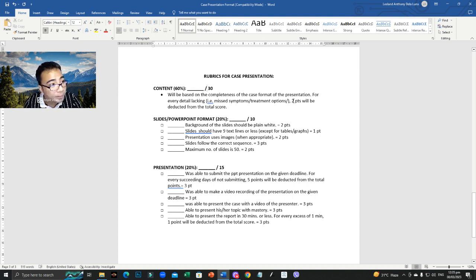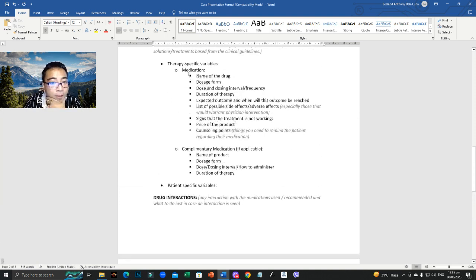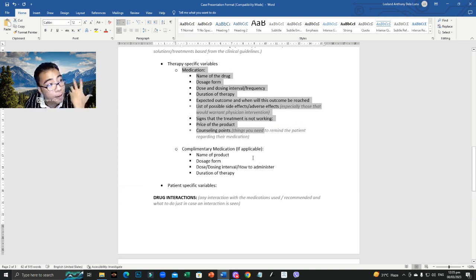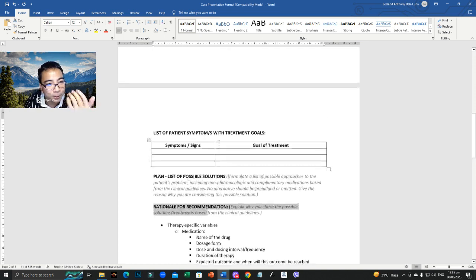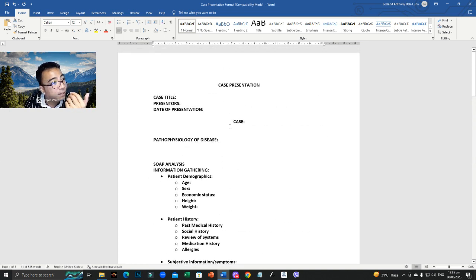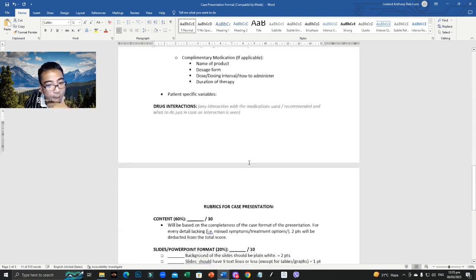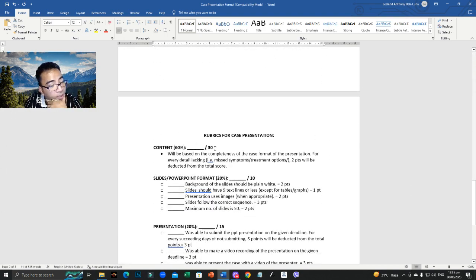Na kung kumpleto naman, class, ang buong content, halimbawa, may ganito ka for each medicine. Okay, di naman kailangan complementary kung wala. Sabi nga, if applicable lang naman. Alright? So, nakita ko, kumpleto naman yung plan and list of possible solutions. Tapos may rationale. Basta kumpleto itong buong content na to. Right? If that is complete, class, then good. I'll give you guys a perfect score of 30.